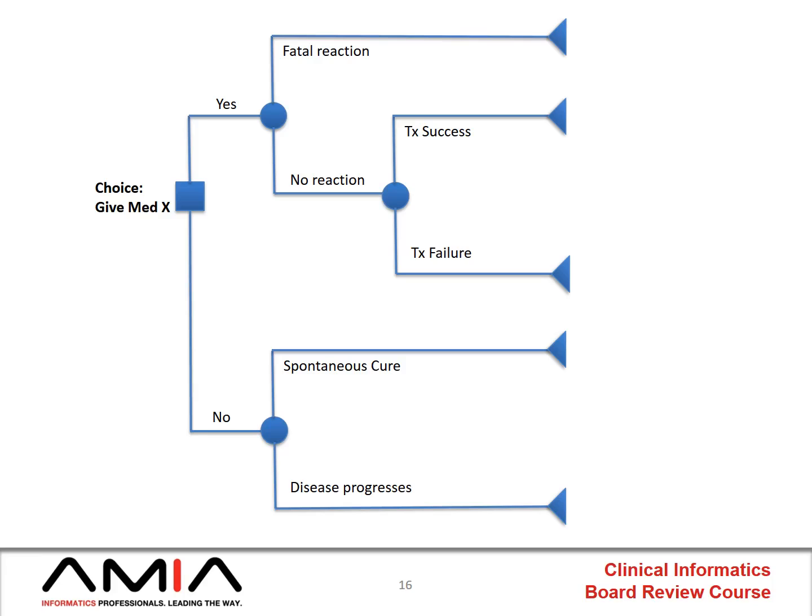Now, this is where we start to plug in the probabilities. And we can see that if you remember from the vignette, there's a 15% chance of spontaneous cure if you don't give medication X. And we know that that means that there's an 85% chance that the disease will progress. And remember that all of the branches at a chance node have to equal 1. And in our example, they do, that 85% plus 15% equals 100%.